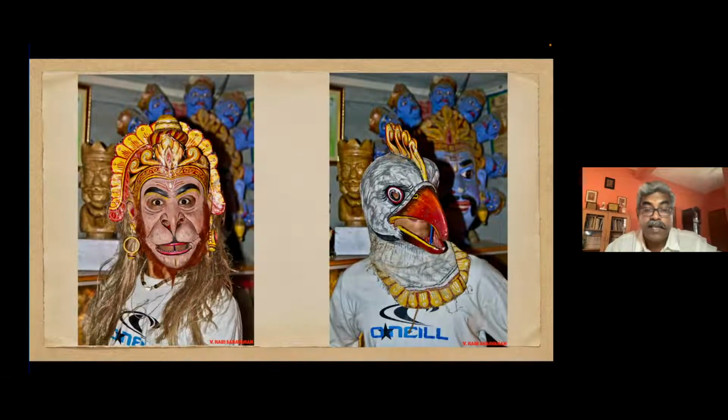And also there are only two people who make these masks nowadays. These masks are made using a cane frame and stuffed with hay and clay. And later on they are painted on top.